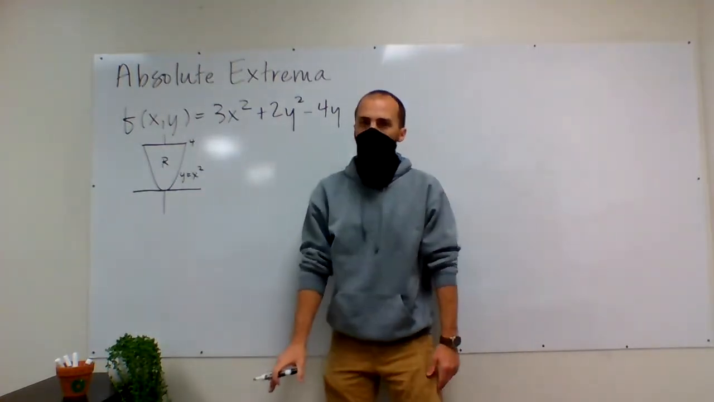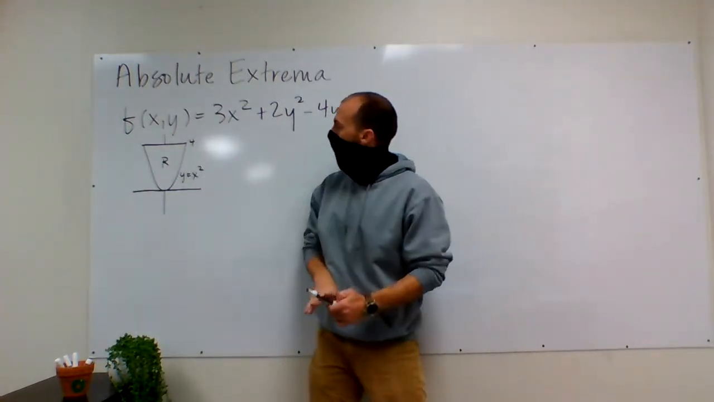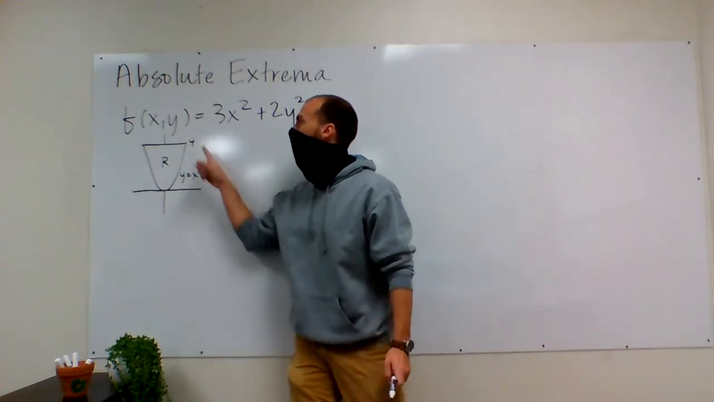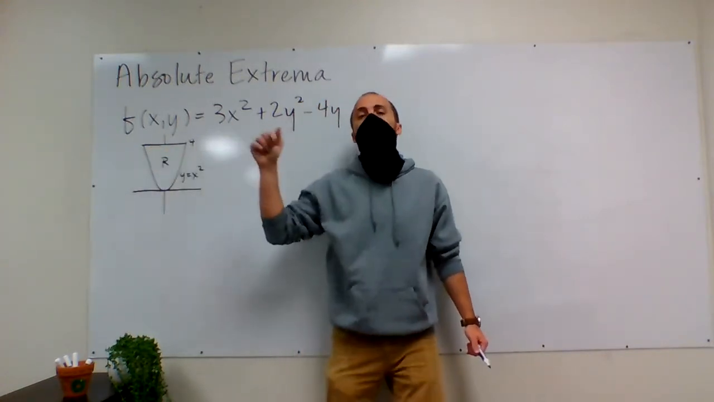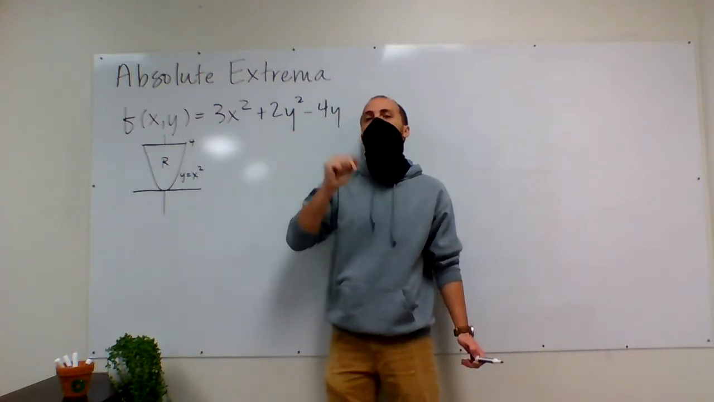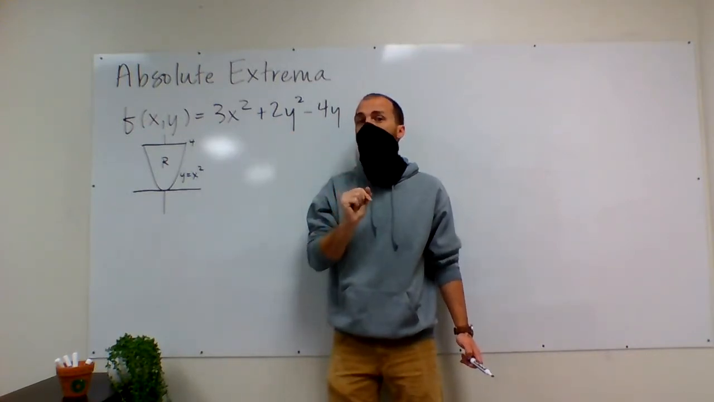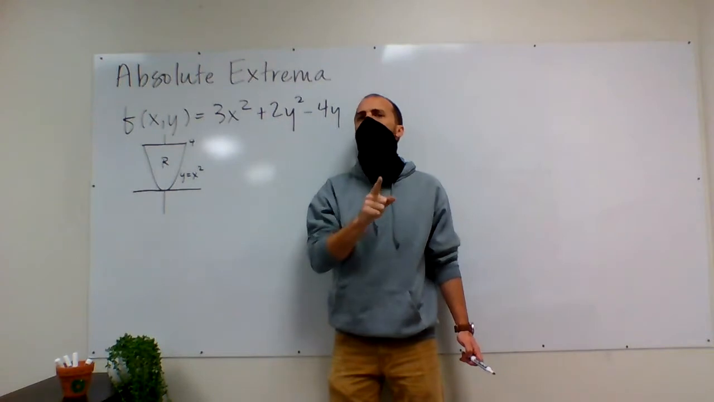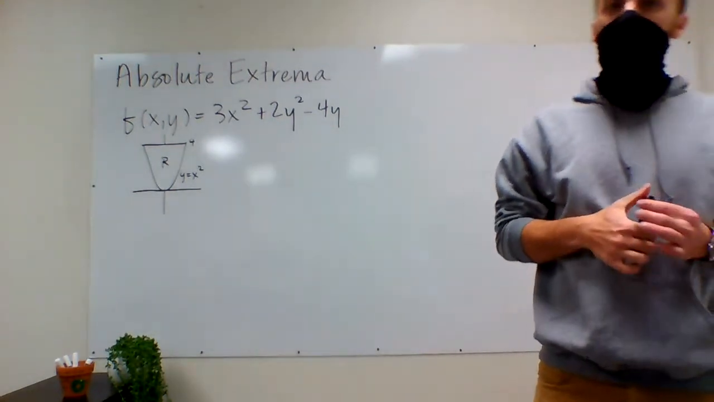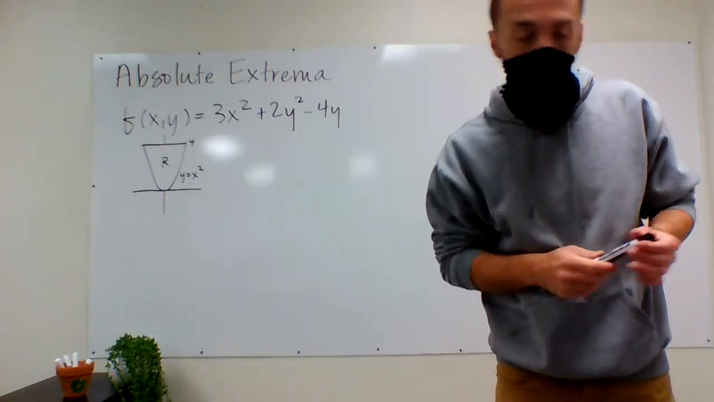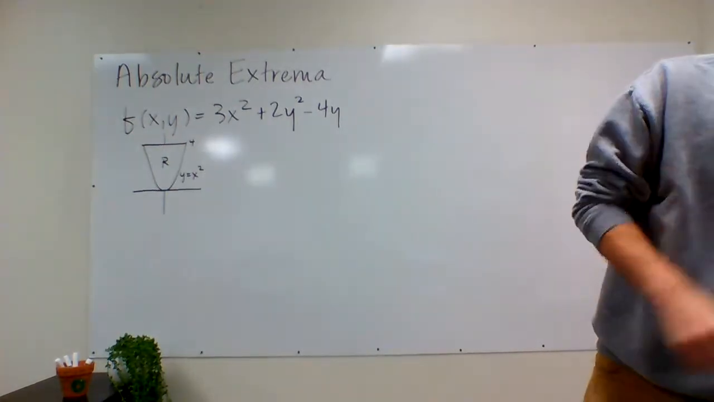Notice that the boundary of R is comprised of the curve y equals x squared and y equals 4. And for y equals x squared, x is specifically between -2 and 2. That's going to be relevant for us later. So we're going to find the absolute maximum and the absolute minimum for this function over that region.